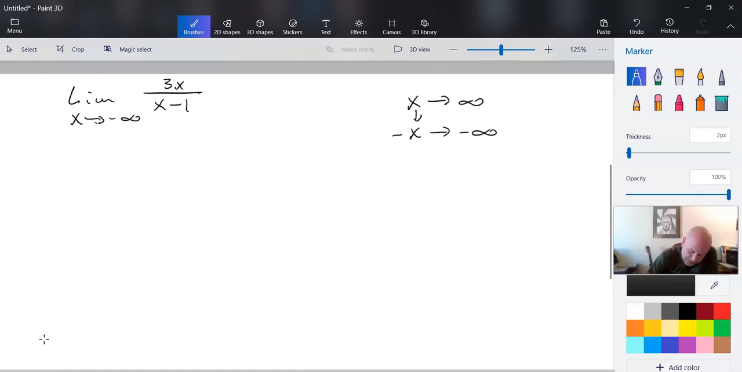So I'm going to change this limit. I'm going to substitute negative x's in for all of the x's. And make this 3 times negative x over negative x minus 1. Now you notice that does change the function.